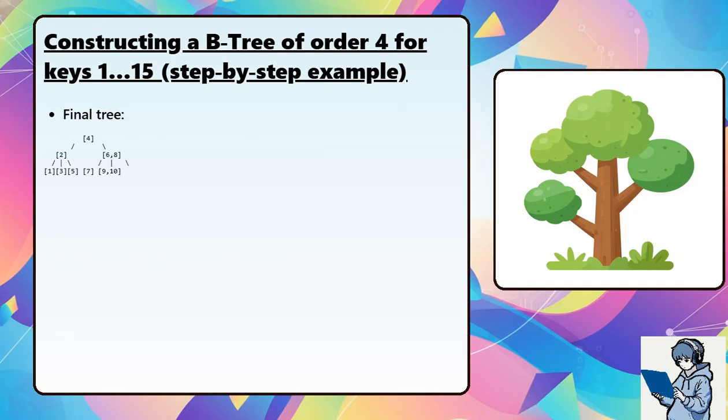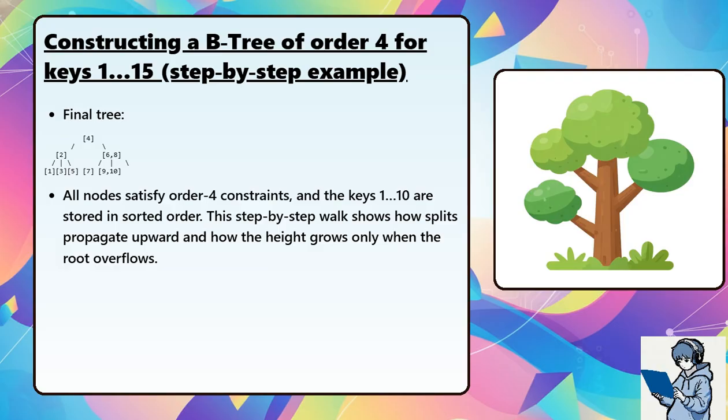The final tree has a root with key 4, a left internal node with key 2 and 3 leaf children containing 1, 3, and 5, and a right internal node with keys 6 and 8 and 3 leaf children containing 7, 9, and 10. All nodes satisfy the order 4 constraints, and the keys 1 through 10 are stored in sorted order. This step-by-step walk shows how splits propagate upward and how the height grows only when the root overflows.